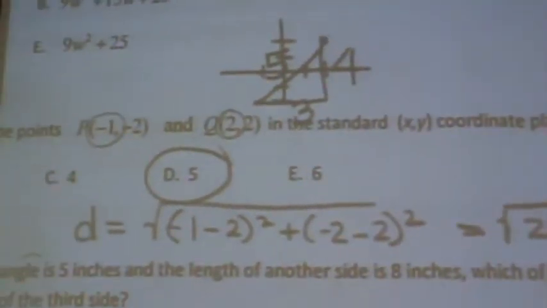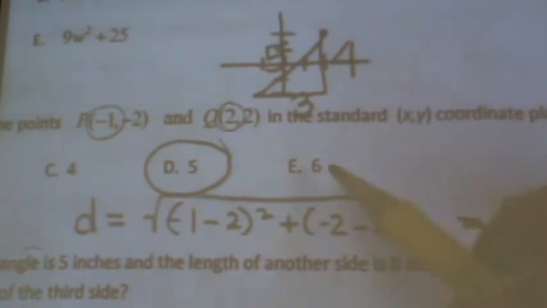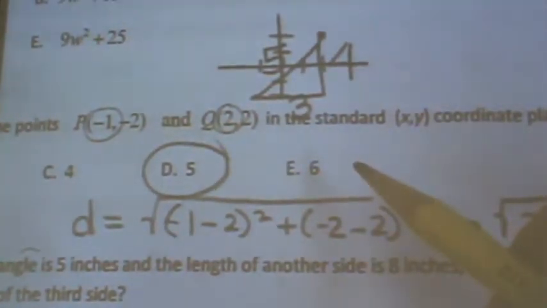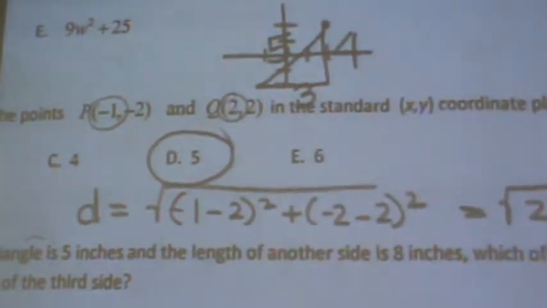How do you know if it's a Pythagorean triple? 3, 4, 5, which is the other one? 5, 12, 13.